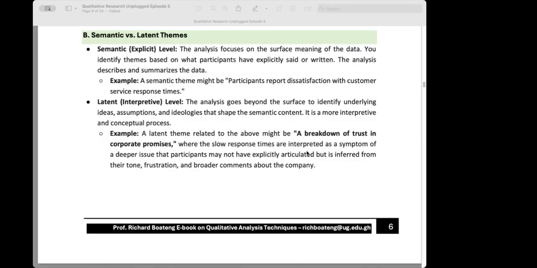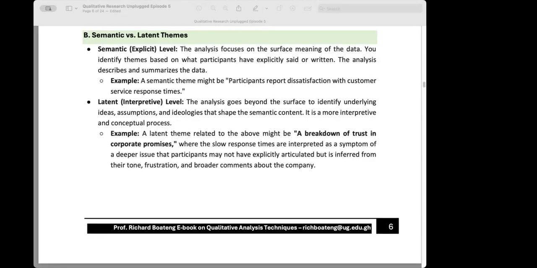Very much so. It requires you to infer meanings that participants might not have consciously articulated, but which seem clearly present based on their discourse, their experiences, their tone, or the context. This often involves connecting individual statements to broader cultural, psychological, or social context to understand the deeper significance. Okay, so relating back to that customer dissatisfaction example, participants report dissatisfaction with customer service response times. A latent theme could perhaps be something like a breakdown of trust in corporate promises.